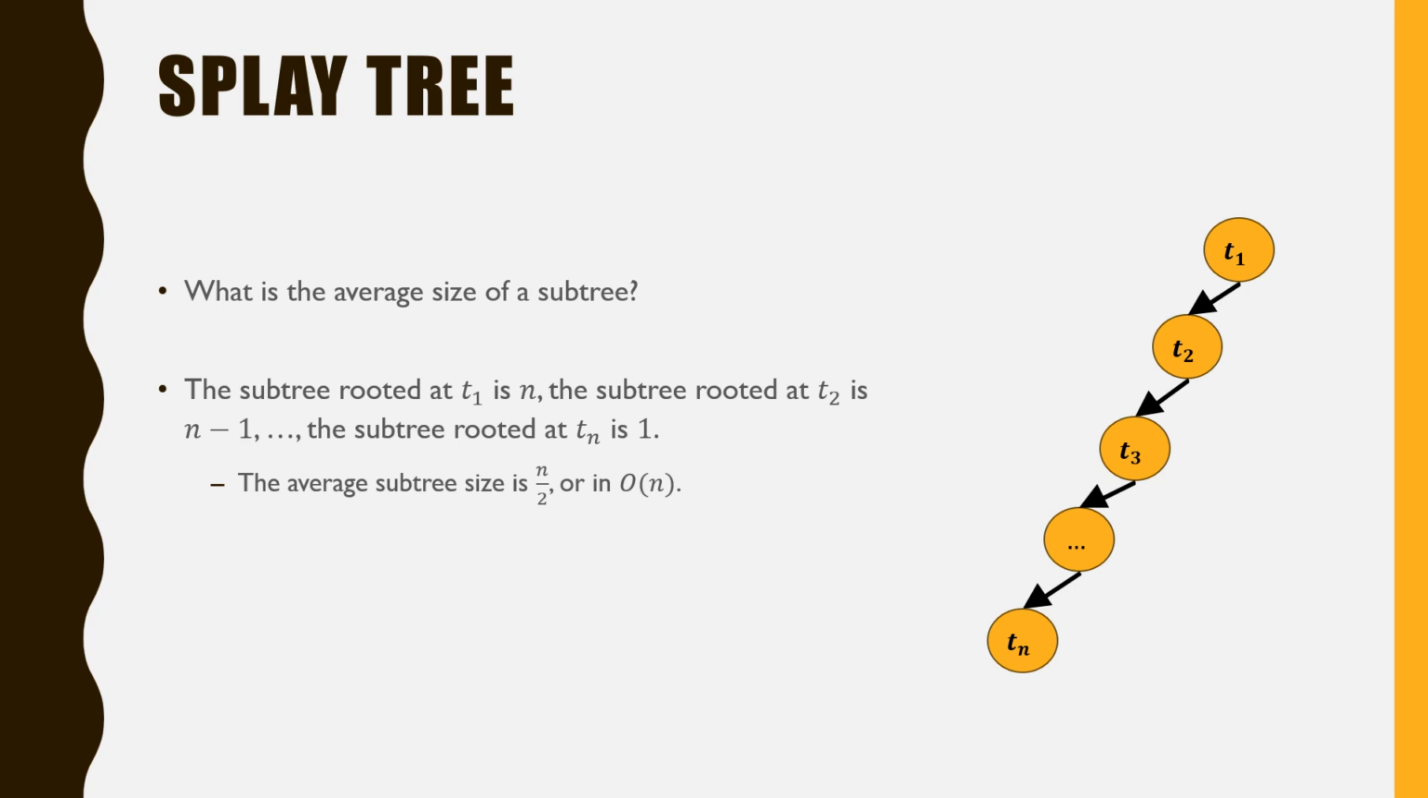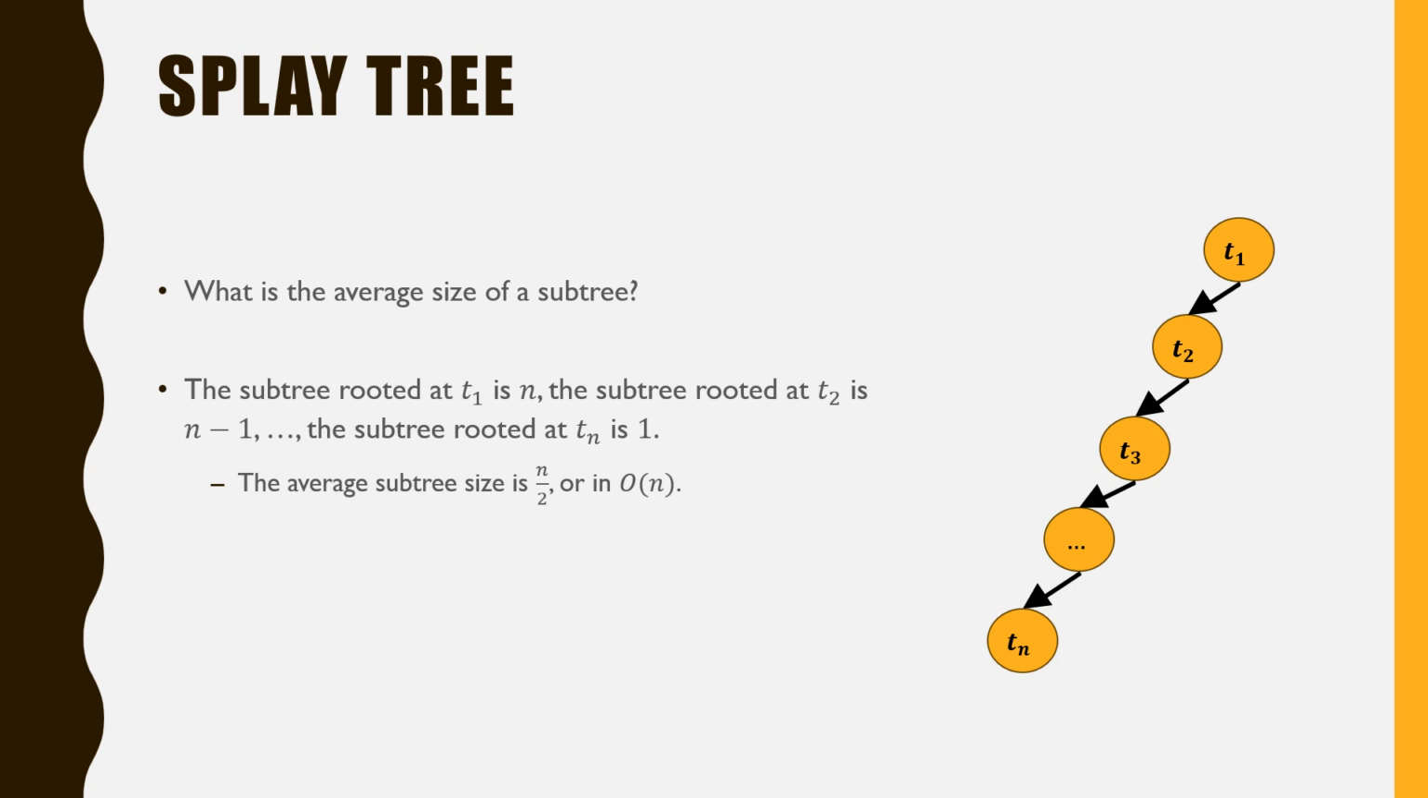Otherwise, if the height of the tree is O(log n), it is trivial to prove that all data access operations will also run in O(log n). When the height of the tree is in O(n), the average subtree size is also O(n).